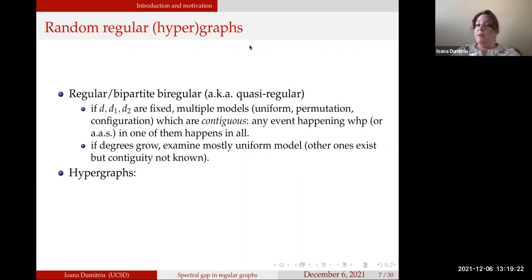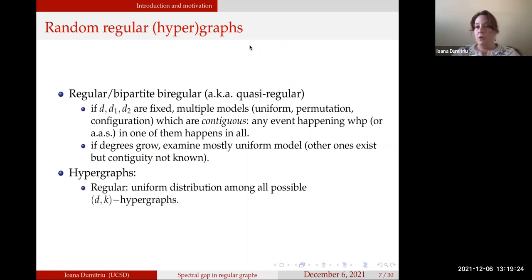Okay, so what about hypergraphs? For hypergraphs, we will talk about the uniform distribution over all possible, and we will talk about regular hypergraphs, so D-regular hypergraphs, and we'll talk about the uniform distribution amongst them, amongst all hypergraphs satisfying these properties, and with a fixed vertex set size.